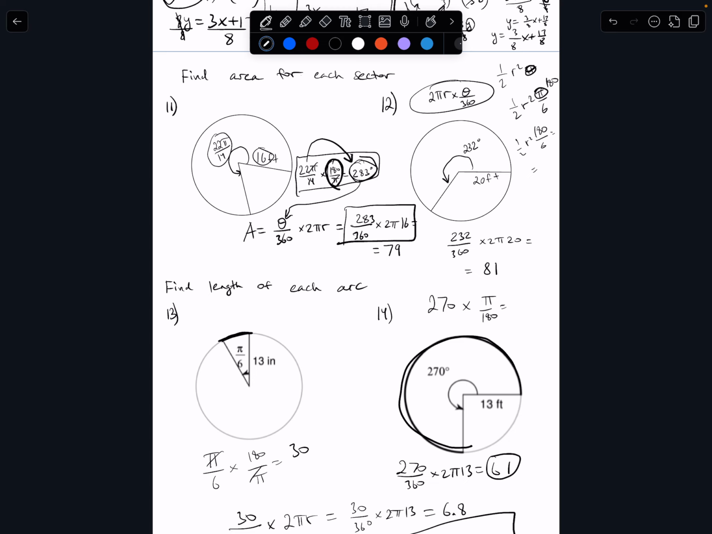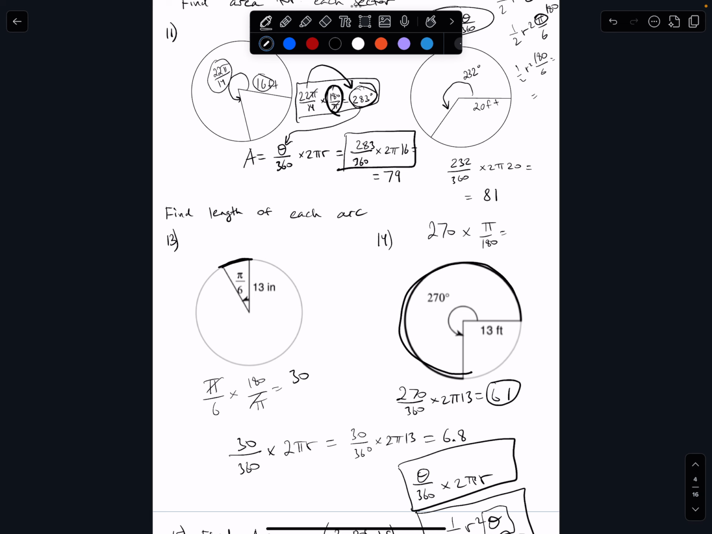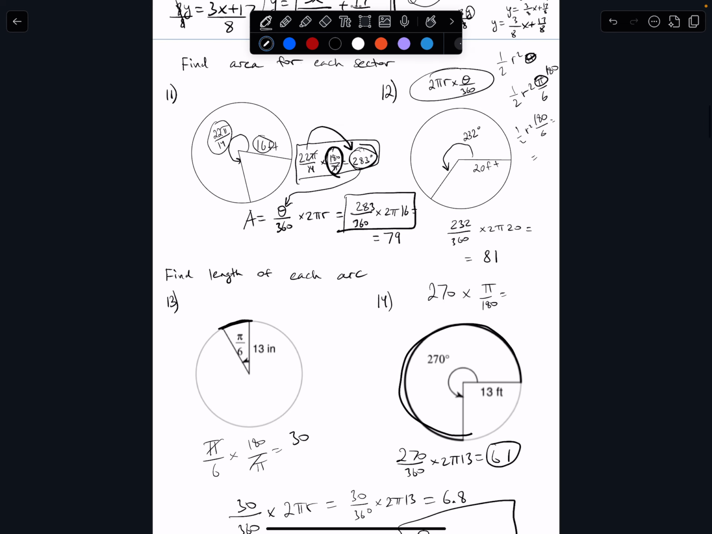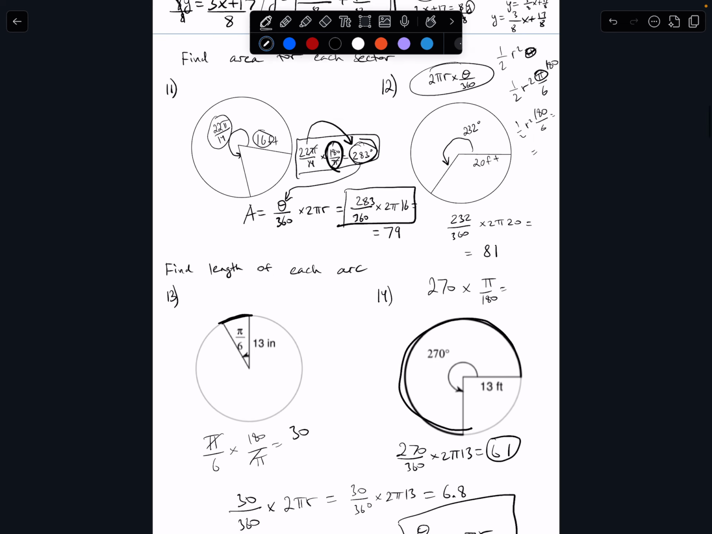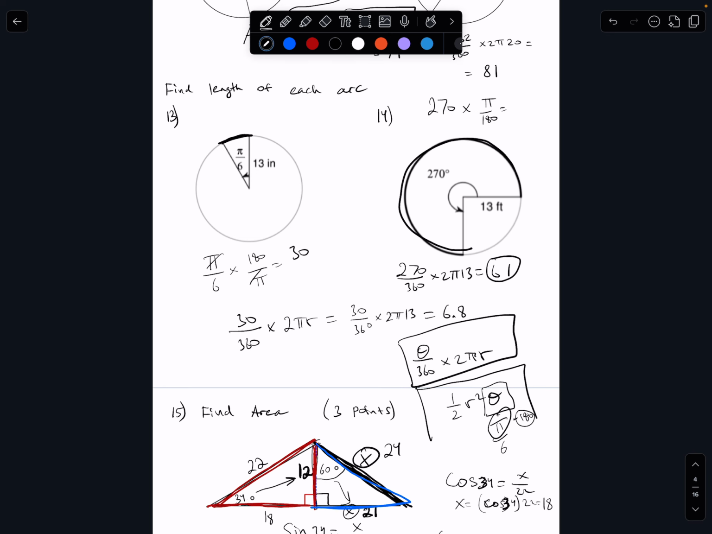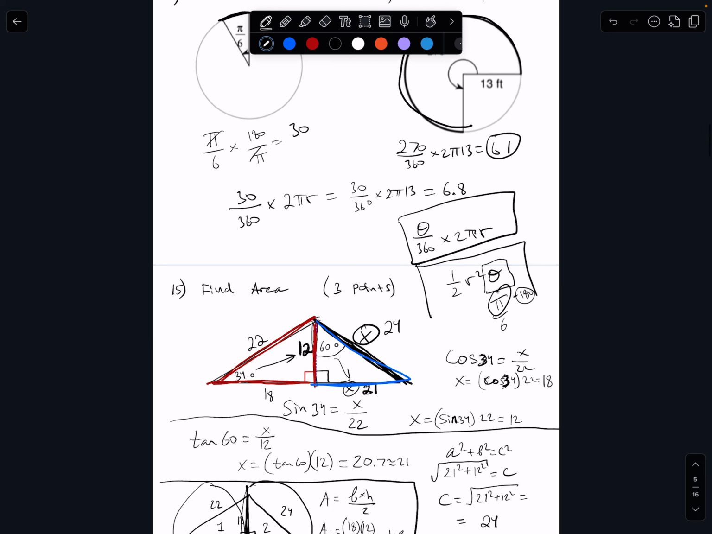Okay, so finding area and finding the length of an arc, you have the formula 2 pi r times theta over 360. All you have to do is properly put in the numbers that you have, and find either the length or the area of the arc or of the sector, whichever one is given. You have the formulas, they're there.